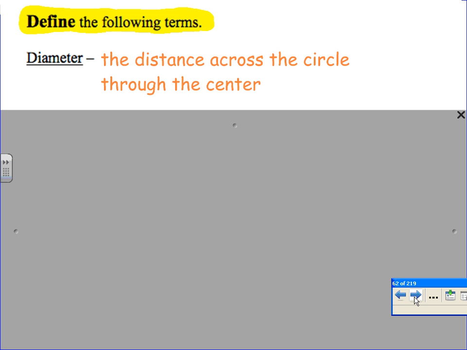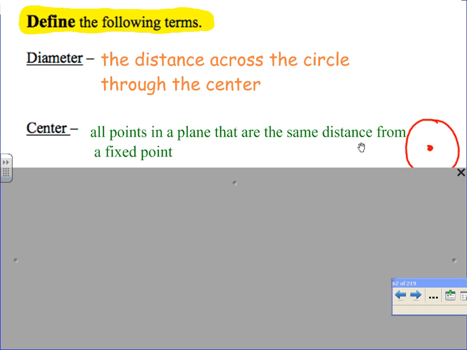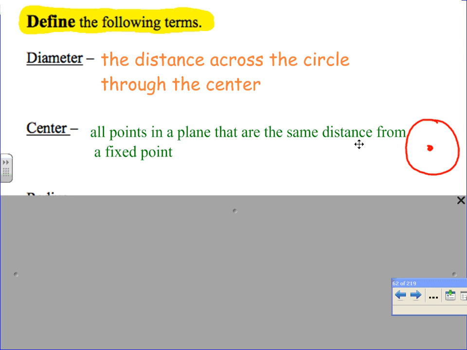Do you want to wait till the bell rings? Okay. Center, all points in a plane that are the same distance from a fixed point. I'm going to call your teacher real quick so she knows. Hey, it's Angela. She's going to stay until the bell rings. Is that okay? Okay, thank you.